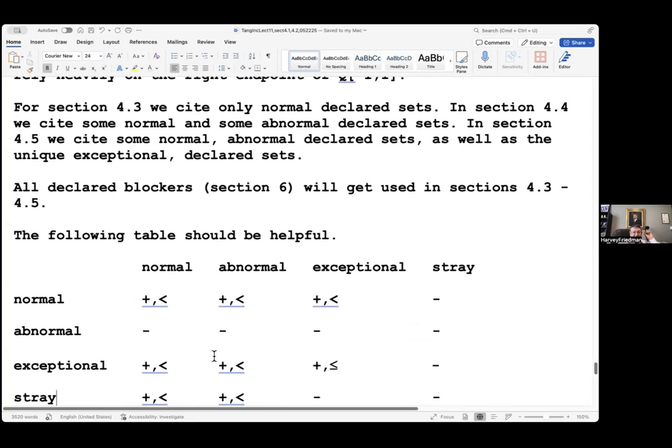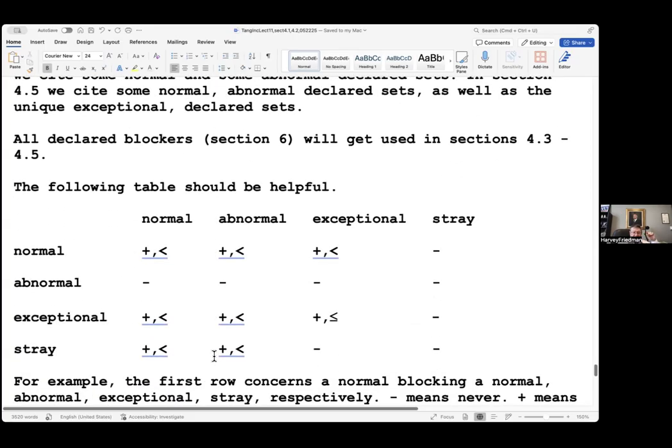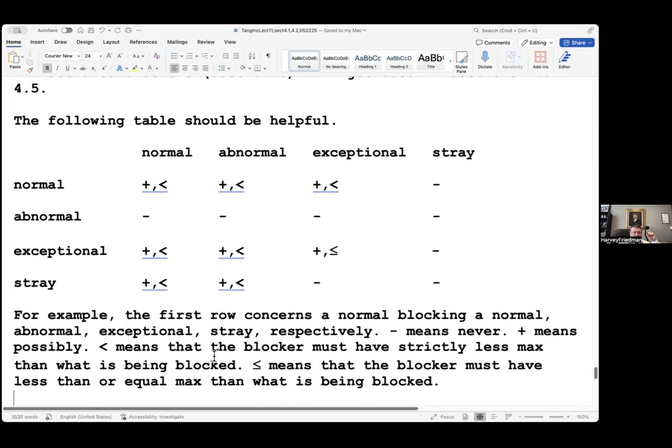And now we have the following table, which may be useful. We have the table here. Normals can block normals. Normals can block abnormals. Normals can block exceptionals. Normals can't block strays. Abnormals cannot block normals. Abnormals can't block abnormals, exceptionals, or strays. Exceptionals can block normals, don't necessarily have to. Exceptionals can block abnormals. Exceptionals can block exceptionals, and exceptionals can block strays.